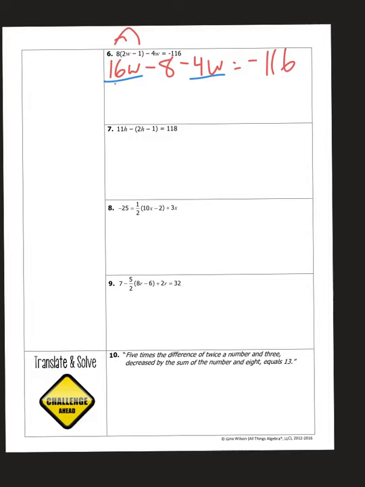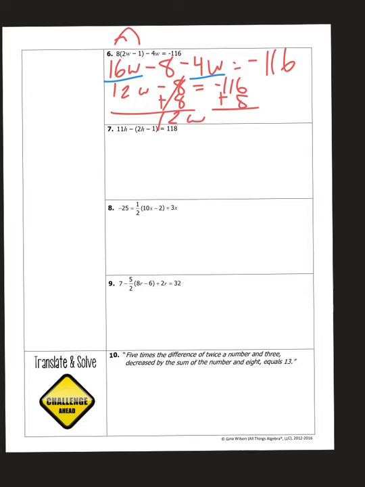16w minus 4w is 12w, minus 8 equals -116. Ooh, it's a big difference. Add 8 to both sides, so we're isolating the variable.